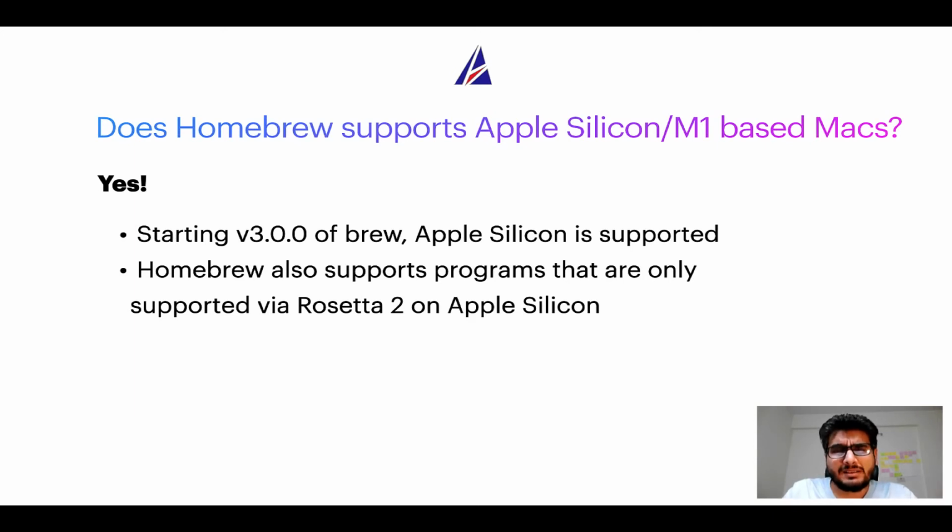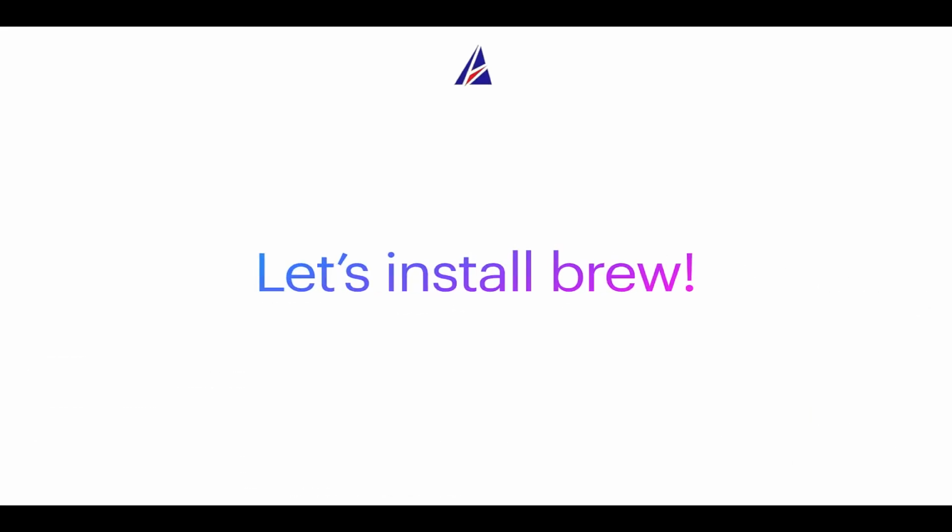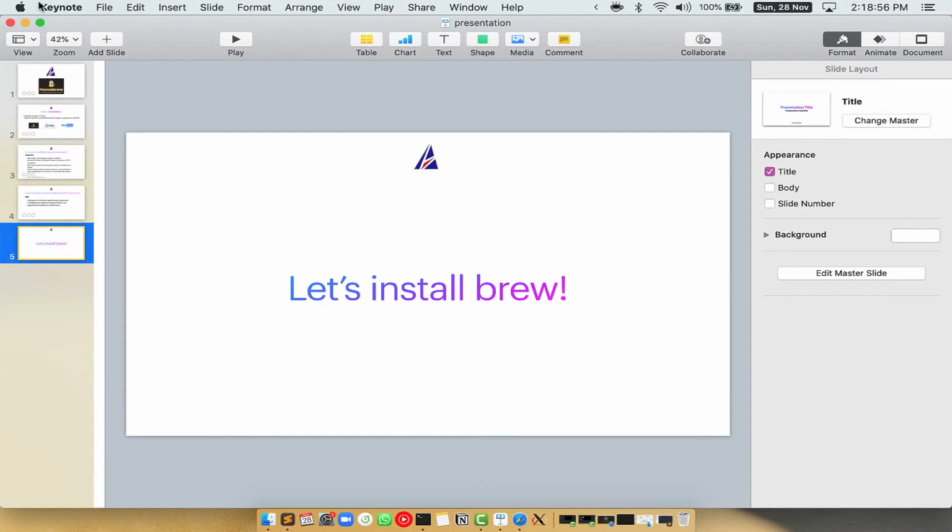Now that I have answered your questions on safety and compatibility of Homebrew, let's get to the installation process. Before we can install anything using Brew, we need to install the package manager itself, that is Homebrew, on your Mac. So let's see how we can install Brew on Mac. Let me open my Mac here.